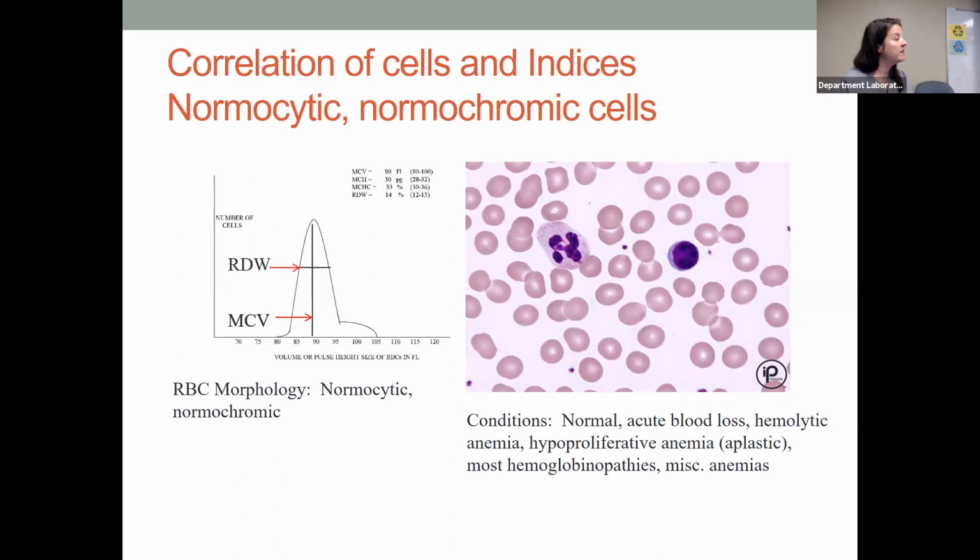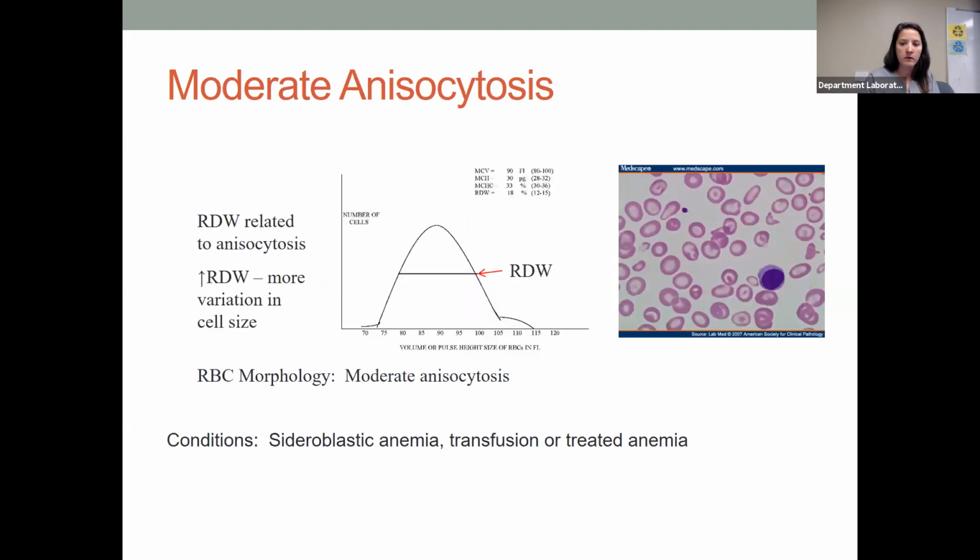So we do have some instances of anemia that are normochromic, normocytic. All right, take a look at this red cell histogram. Our MCV is 90, so a normal MCV, but look how wide that curve is. And look at your RDW value of 18%. So you would expect some major anisocytosis present in this sample.